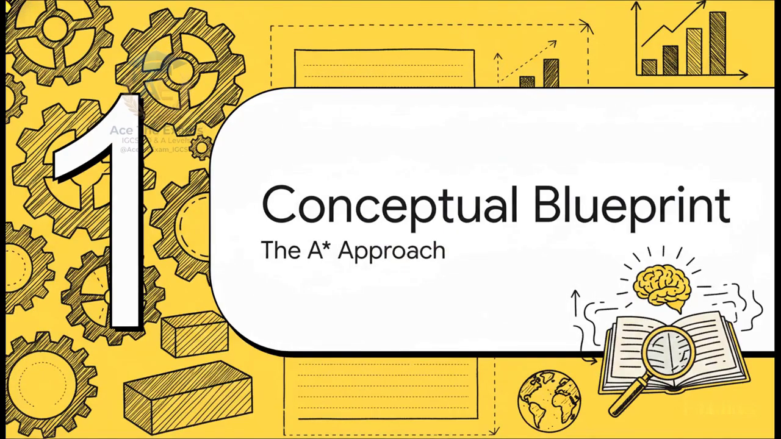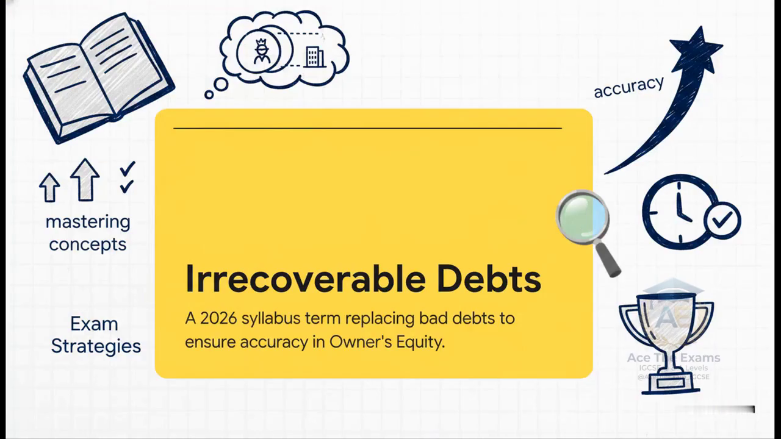Right. Section 1, the A-star conceptual blueprint. This is where we lay the absolute foundational logic required for the upcoming syllabus. Let's address a massive shift in the landscape right out of the gate, specifically regarding the syllabus 2028 to 2030 updates. Cambridge has moved firmly to modern international terminology. So what does this mean for you? You've got to use terms like irrecoverable debts, not the old bad debts, and owner's equity instead of just capital when you're writing out those longer answers.